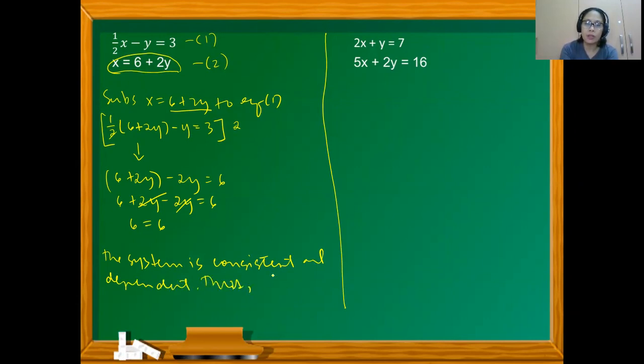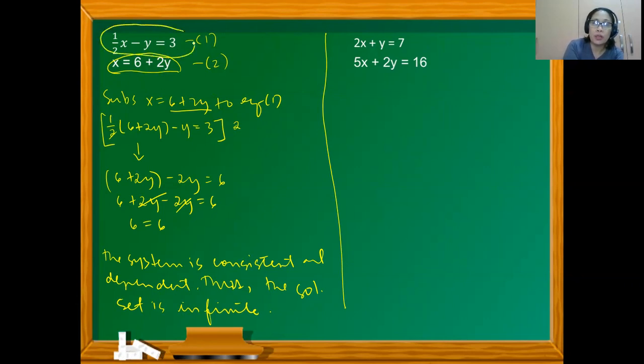Thus, the solution set, class, is infinite. Now, really, the system is consistent and dependent because the two equations also are equivalent. Now, if we're going to rename this one and multiply each of the expression by 1/2, we will be leading to the same equation as equation 2. So this is really consistent and dependent.